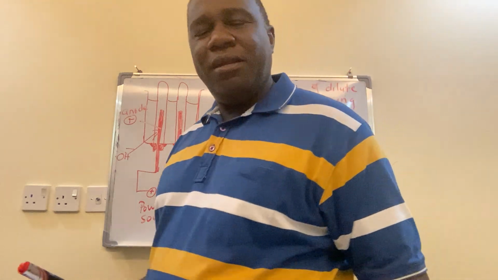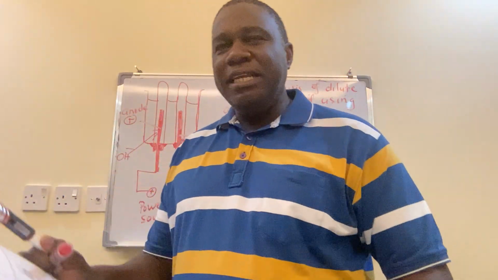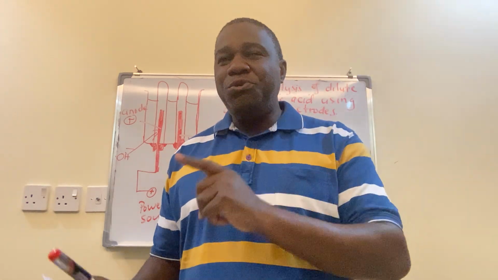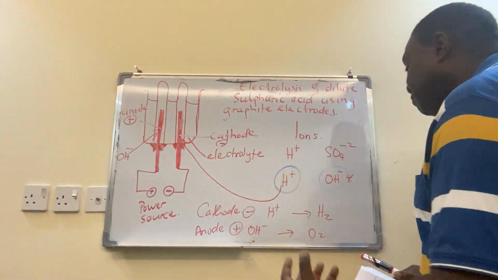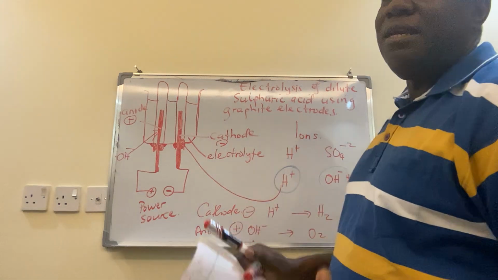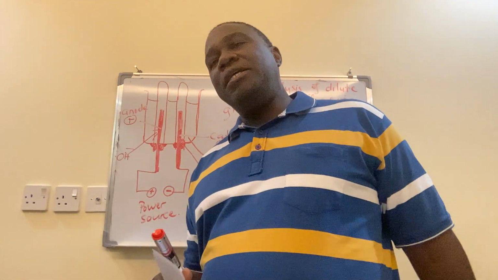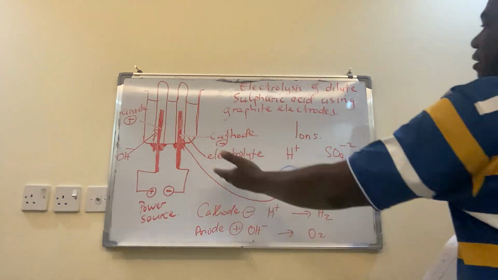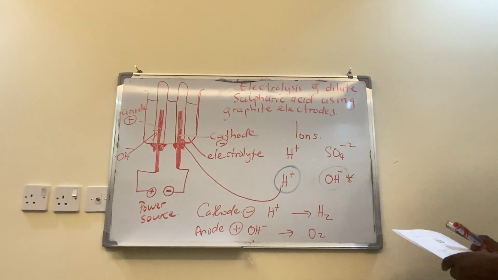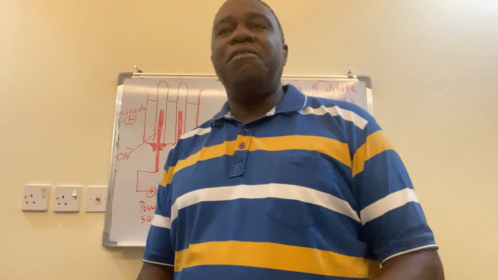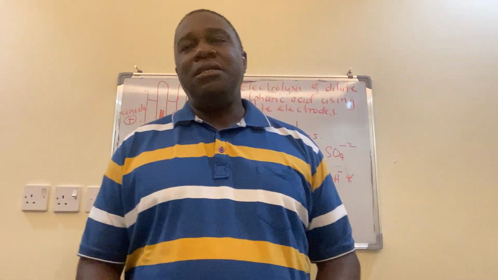Here's an additional question. Where do you think you would actually witness more bubbles being produced? Think about this. The formula for water is H2O. It has more hydrogen and less oxygen. So obviously, we would expect to have more bubbles being produced for hydrogen, because hydrogen is present in larger quantities when you compare it with the oxygen. So we have hydrogen being produced there and oxygen being produced at the other electrode. So electrolysis of dilute sulfuric acid is actually electrolysis of water.